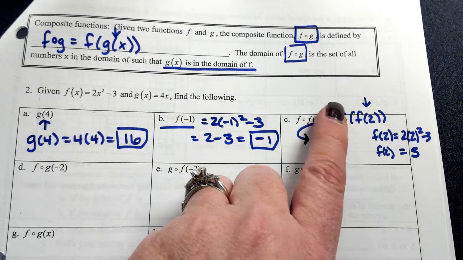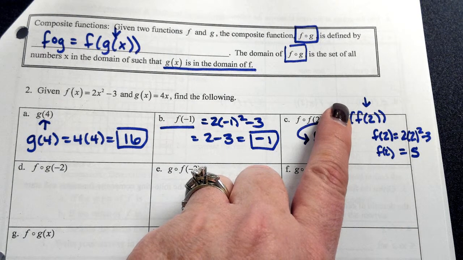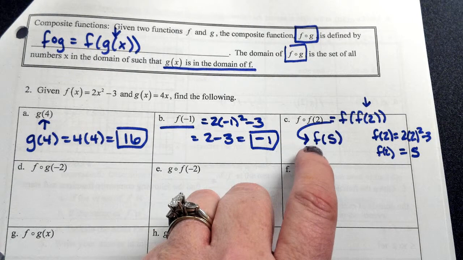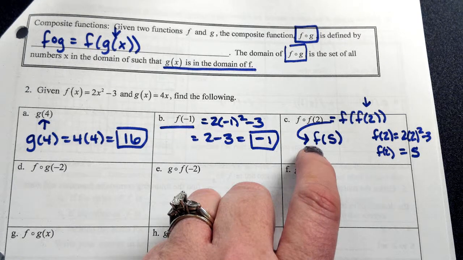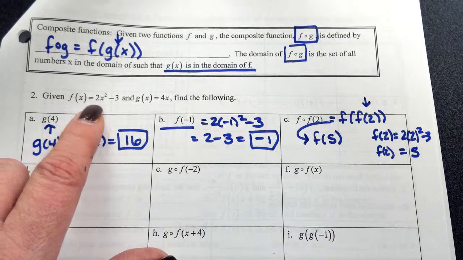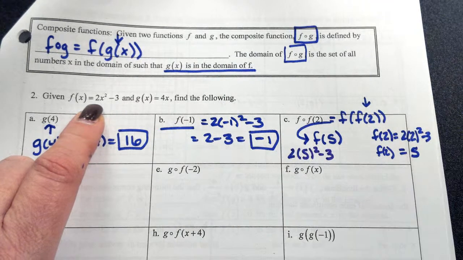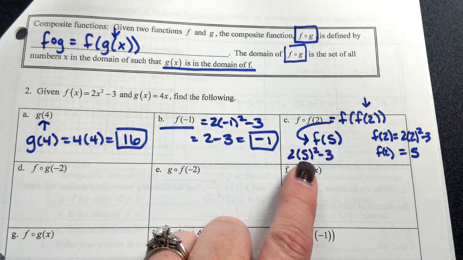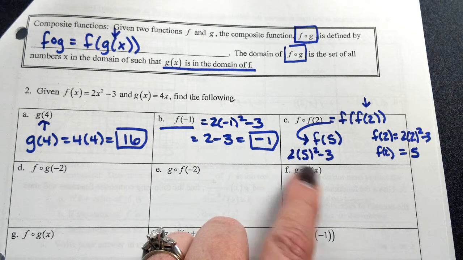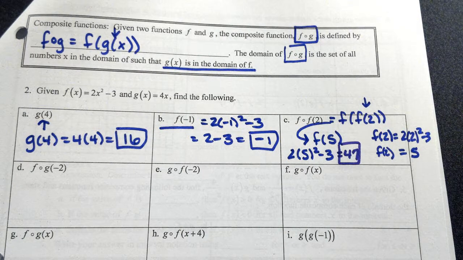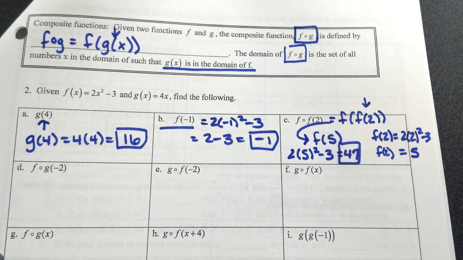Like I said, you work on the inside and work your way out. Find f of 2, replace f of 2 with 5. Now look on the outside and you want to find f of 5. So I'm going to plug 5 back into function f. So 2 times 5 squared minus 3. So 5 squared is 25. Watch your order of operations. 25 times 2 is 50. 50 minus 3 is 47. Okay? So any questions on doing composition with numbers?